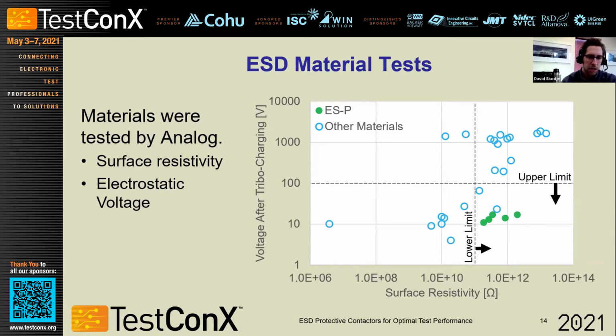Generally speaking on this figure, the lower left corner is going to be a more conductive material, and the upper right corner is going to be a pure insulator. Analog was looking for a material that fell within this lower right quadrant. I've plotted data for ESP and then a selection of other materials that Analog provided that were all being considered for contactor materials. You can see that ESP fell within the band, and a couple of other materials also met both requirements.